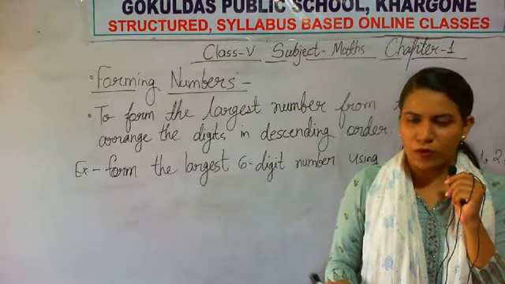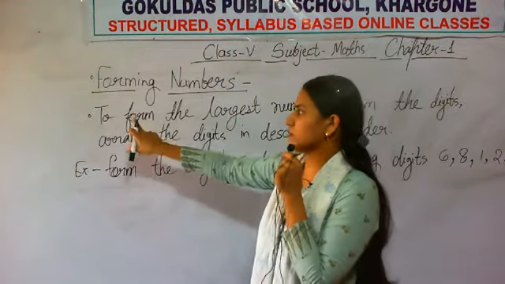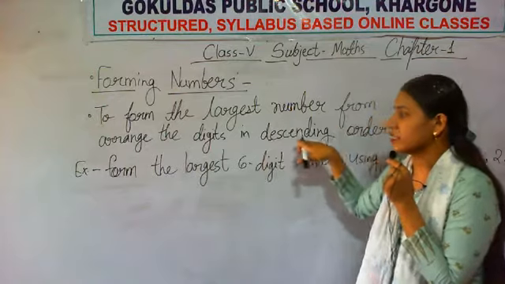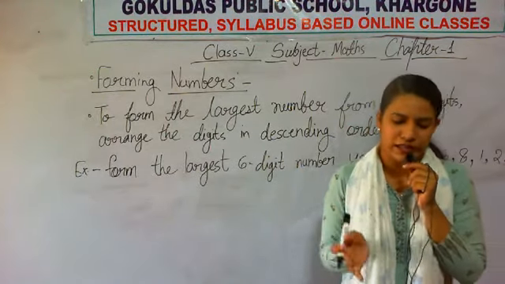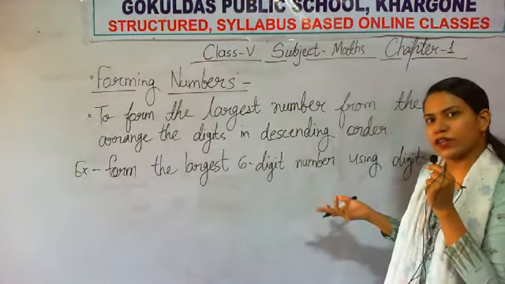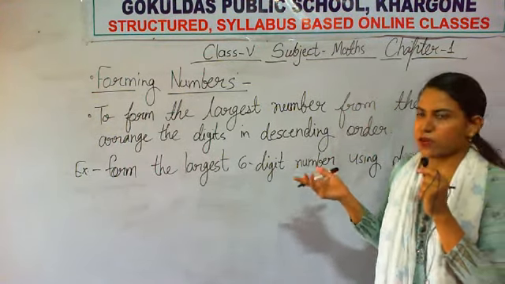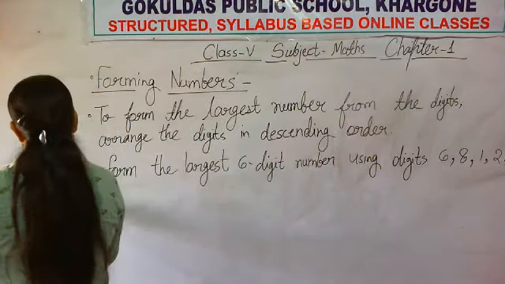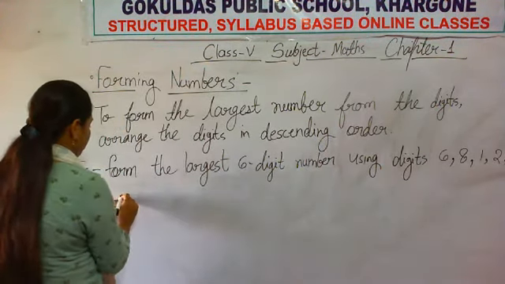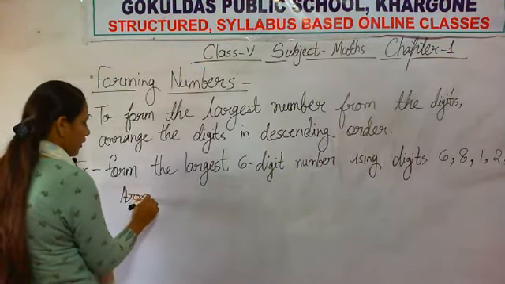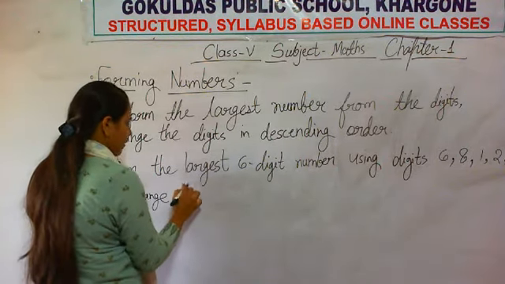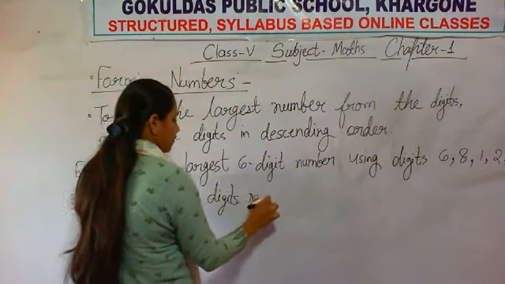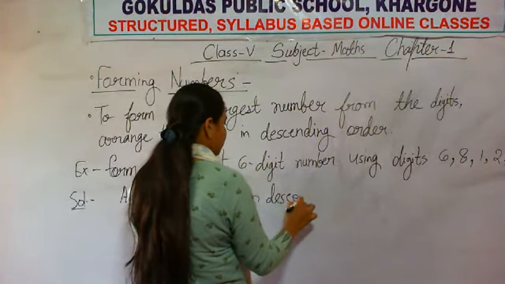So how will you form it? According to the definition, what is the definition? To form the largest number from the digits, arrange the digits in descending order. When you arrange all the digits in descending order, you will get the largest number. Okay, so here the digits are given. So start solving this. What is this step? You have to arrange the digits in descending order.